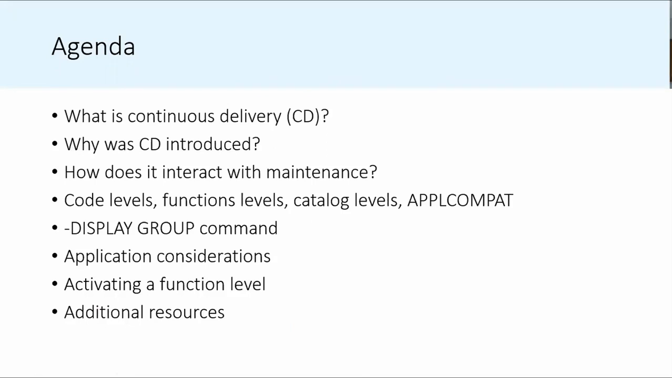The agenda that we're going to cover today is to briefly talk about what is continuous delivery, to define it, and talk about why it was important to introduce continuous delivery. We're going to talk about how it interacts with applying maintenance and your maintenance strategy. And then we'll talk about code levels and function levels, catalog levels, and applicable path. We'll talk some about the display group command. We'll go into application considerations, and then I'm going to turn it over to Keziah to step through how you activate a function level. And at the end, of course, there are some additional resources.